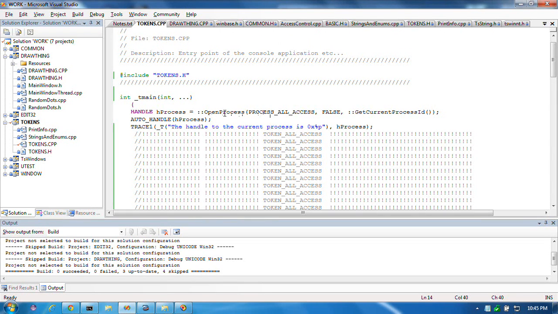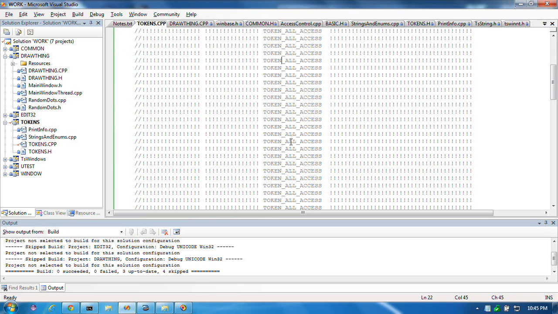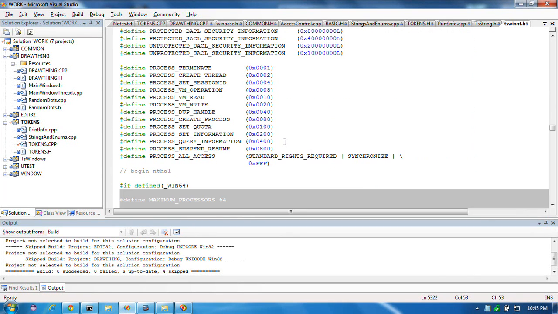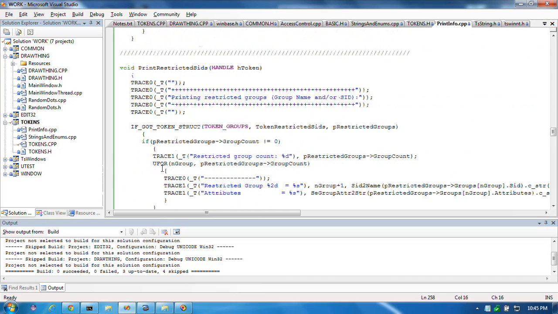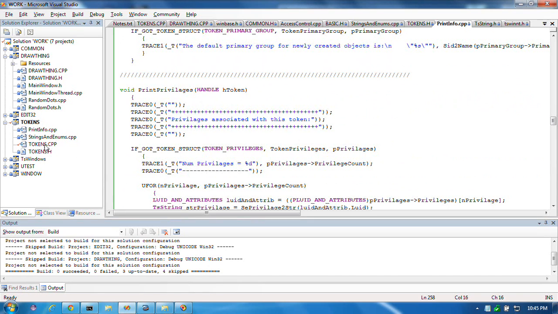Probably I have to use this flag because this says open process. No, I don't know about this. Maybe I can create a token. Anyway, it took me all day to do it, but I wrote print functions for every single thing I could pull out of my token, and they tell me what they are.